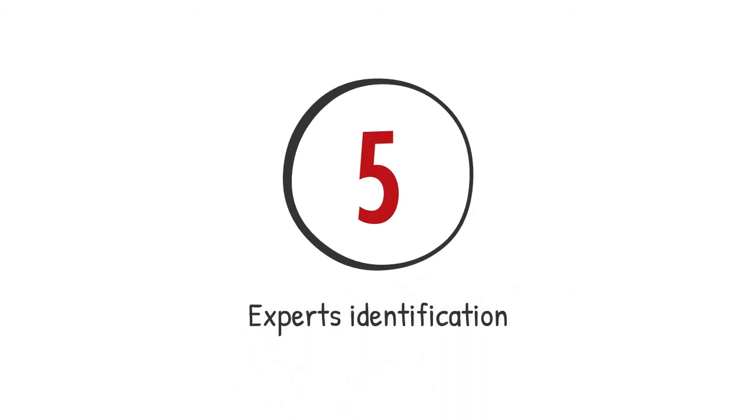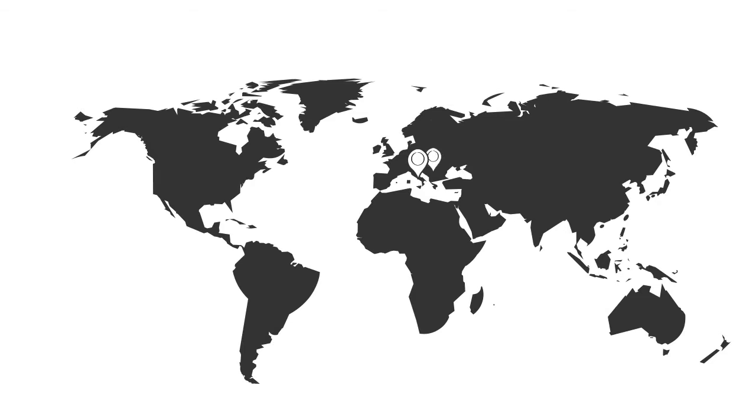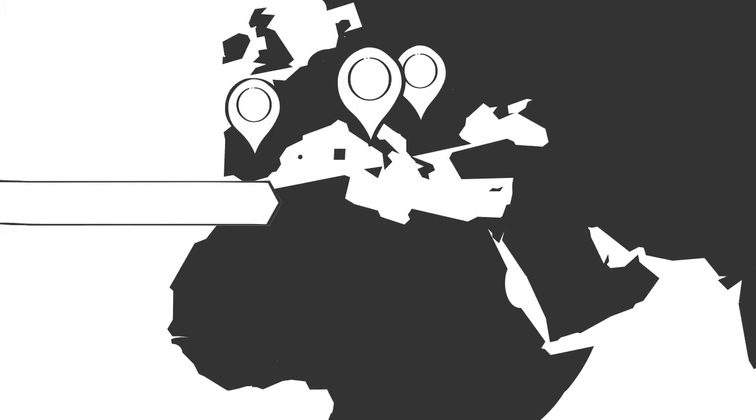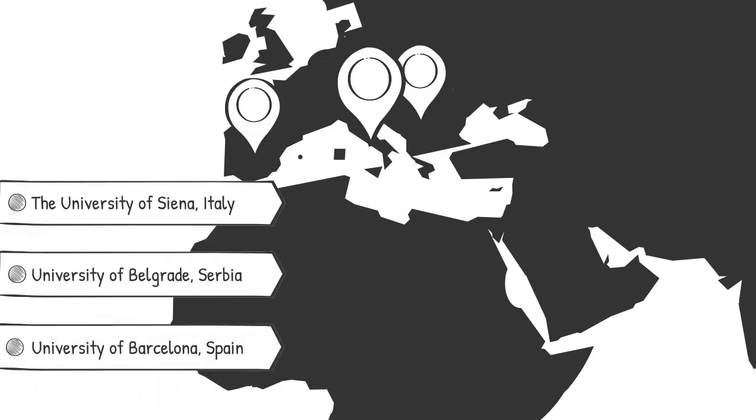5. Experts identification. 8 experts are contacted in Italy, Serbia, Northern Ireland, Spain, Germany, United States, Malaysia, and India. But only 3 can be interviewed, as they responded very quickly and agreed to a conversation the following day. They are in Europe: the University of Siena, Italy, University of Belgrade, Serbia, and the University of Barcelona, Spain.